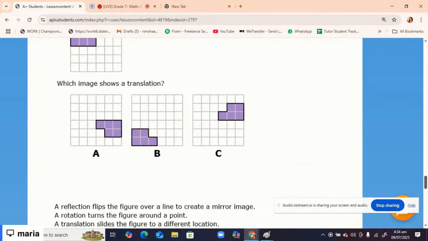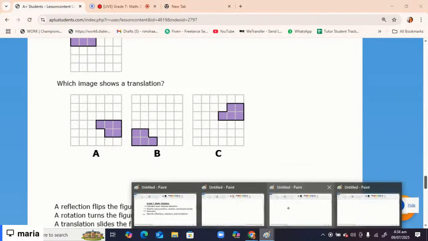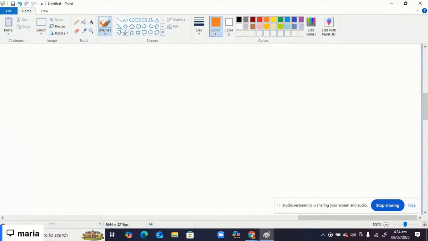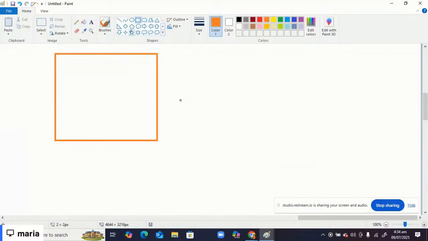Like, for example, let me write it here. This is the grade of that, let's suppose, and here is the star, and here are the three options.